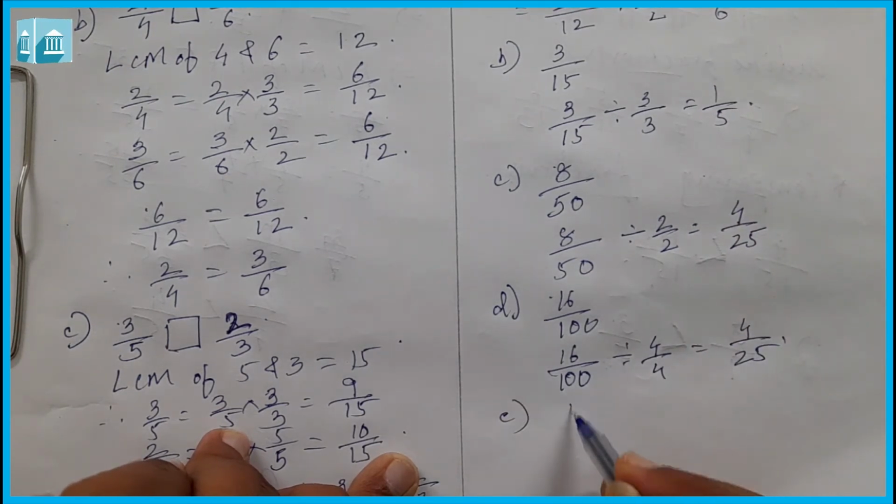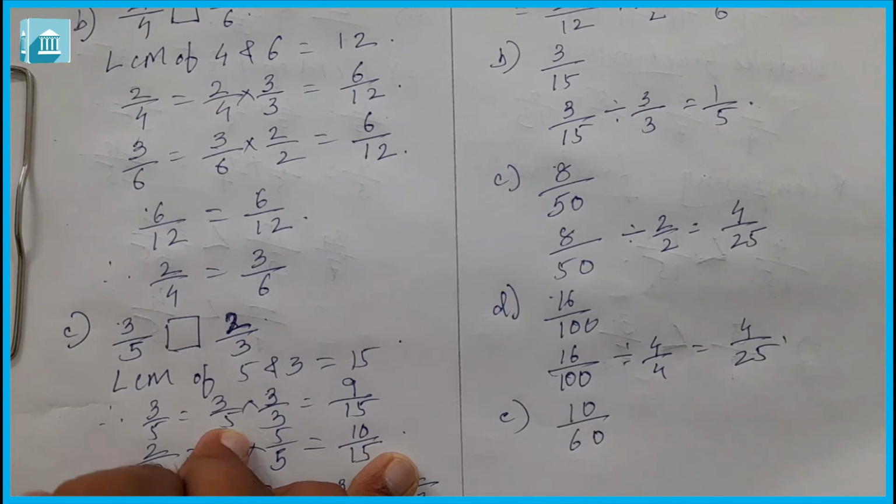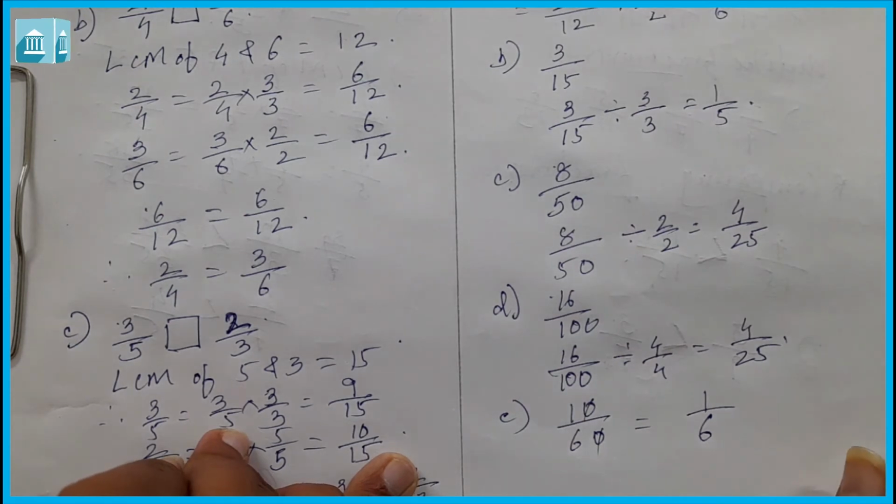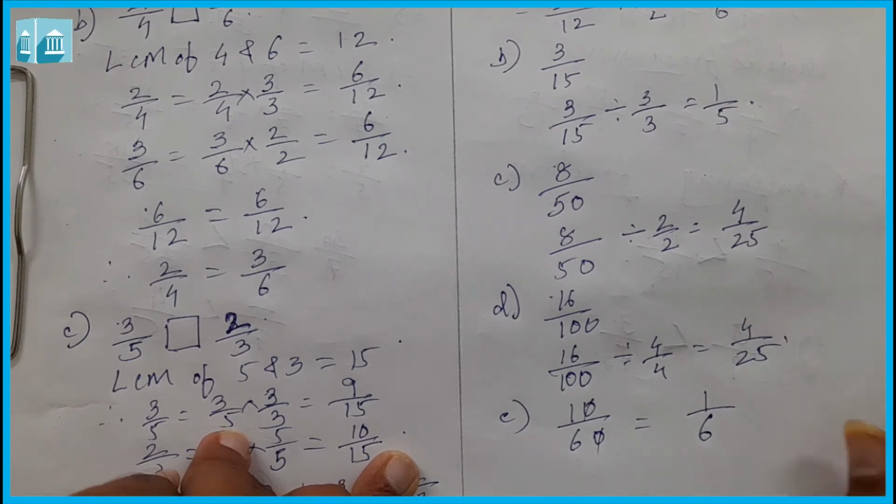Then E is equal to 10 upon 60. Cutting the zeros, it will be 1 by 6. So 10 upon 60 will come in the first group, with 2 upon 12. So in this way you can first find the simplest form and then make the groups.